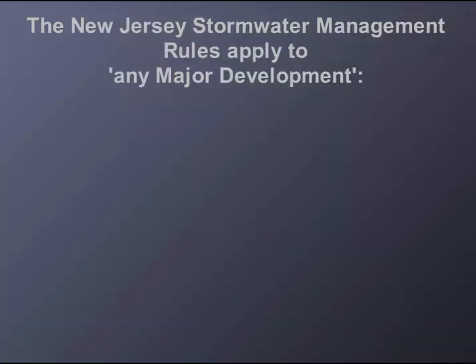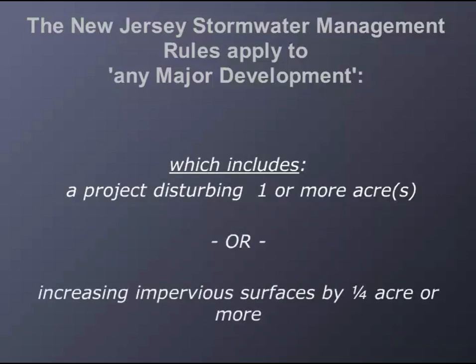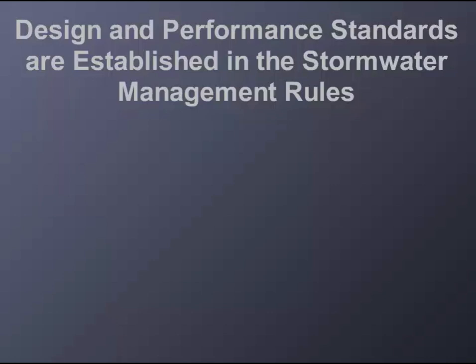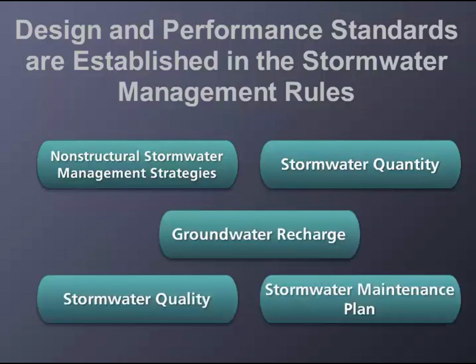The New Jersey Stormwater Management Rules apply to any major development, which includes a project disturbing 1 or more acres or increasing impervious surfaces by 1/4 acre or more. Remember, the term major development may also be defined differently in your local ordinance. Design and performance standards are established in the Stormwater Management Rules. 5 elements comprise the standards contained in the NJAC regulations.